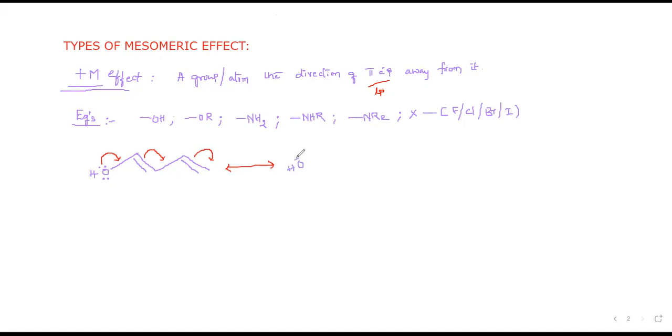OH has lost one of its lone pairs of electrons, hence it gets a double bond there, right? And it is like this. So the double bond comes here, okay, and a double bond comes here. And at this position, we have what charge? Negative charge, and oxygen has what charge? Positive charge. So this is a positive mesomeric effect.